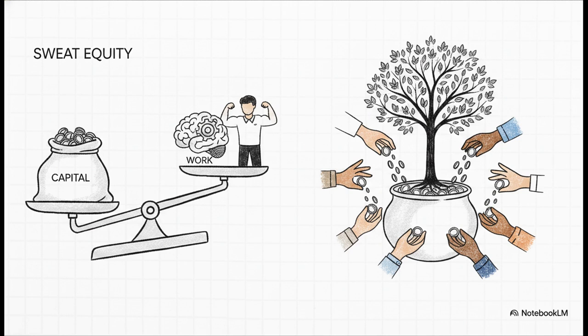Musharaka is a bit different. It's a true joint venture. All partners inject capital, all partners have a say in management, and crucially, profits are shared based on an agreed ratio, while losses are strictly shared in exact proportion to the capital invested.